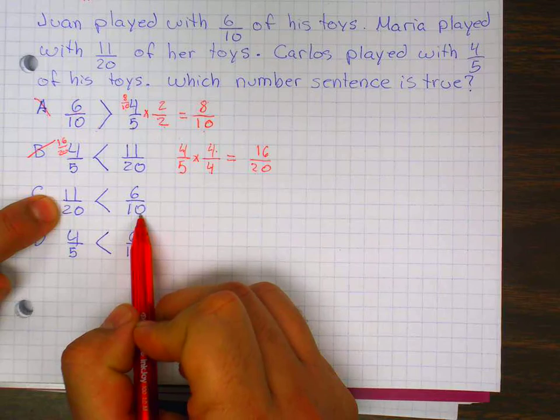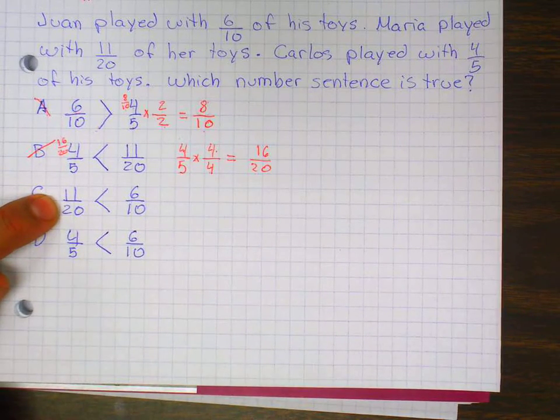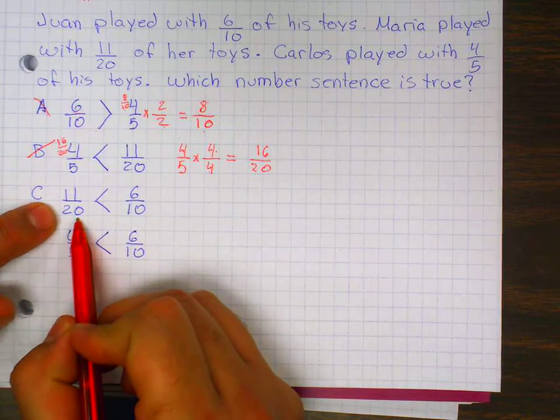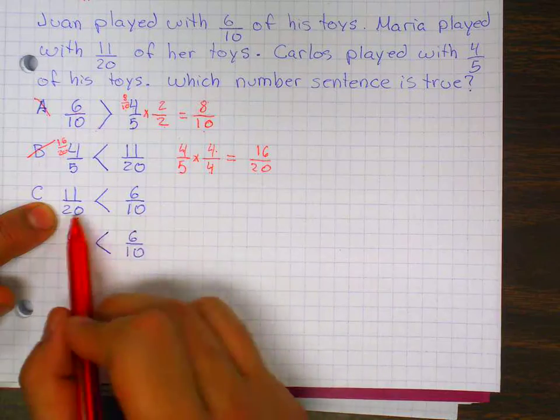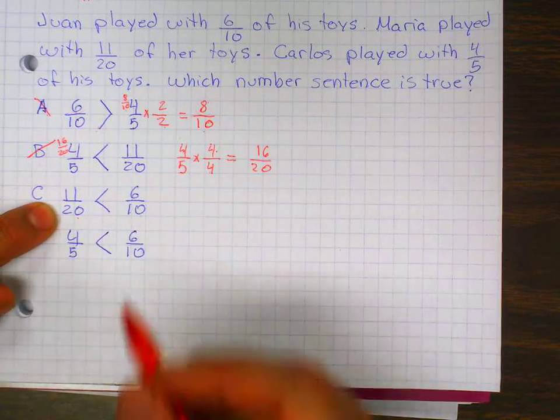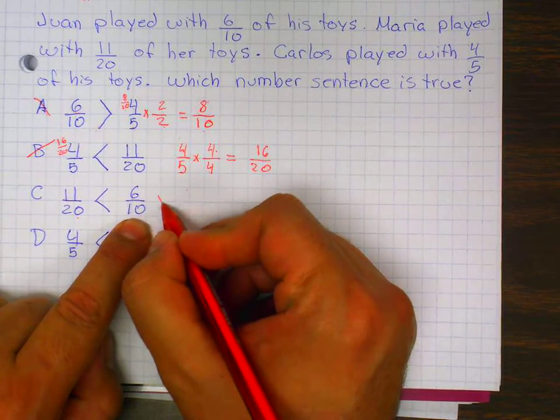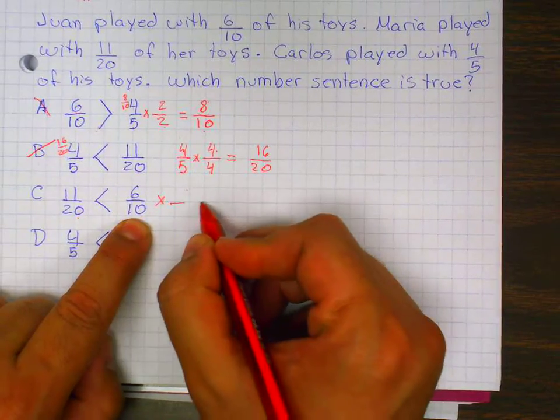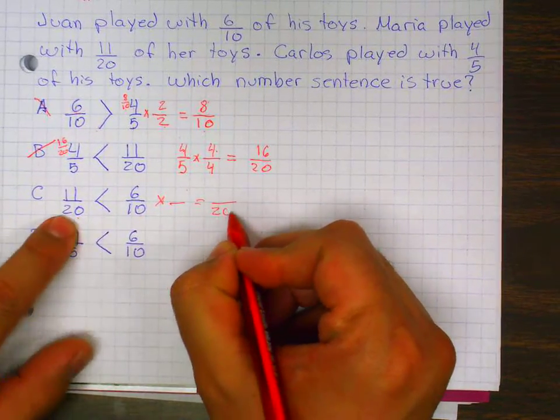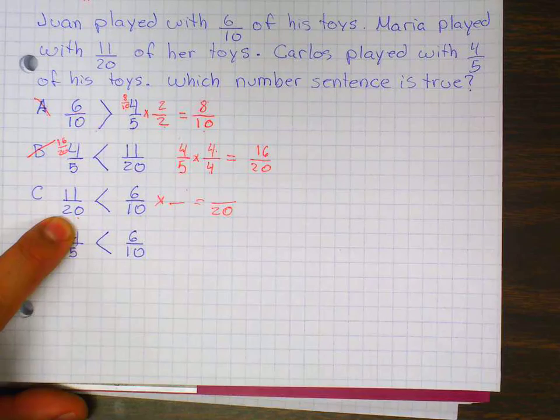11/20 and 6/10. Which one is going to stay? 11/20. 20. Look at that. 10 times 2 is 20. Because I can go from 10 to 20 much easier than I can go the other way. I'm going to change 6/10, and I'm going to change it right here. 10 times what is going to give me 20? 10 times 2. Times 2.